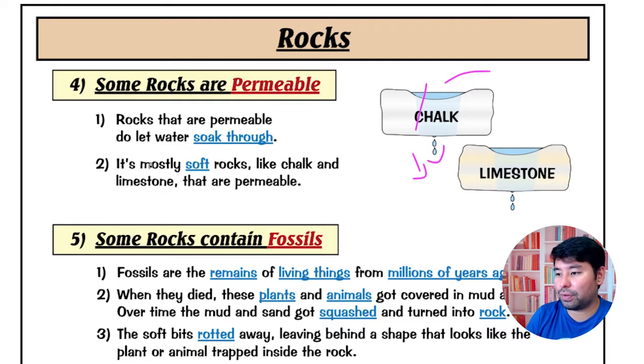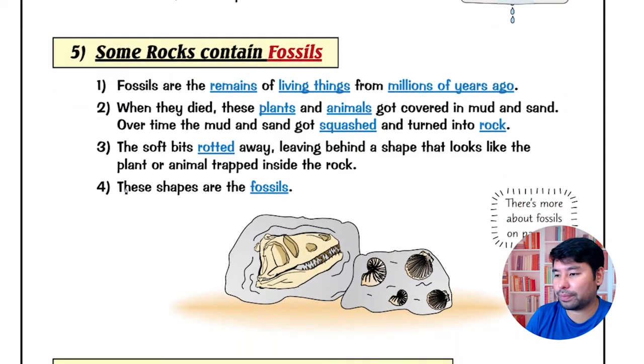Moving on. If you have no problem here, let's go down. Number 5. Some rocks contain fossils. We have been studying that before. Let's see here, I'm going to read for you. Pay attention to the words. Number 1, fossils are the remains of living things from millions of years ago. When they died, these plants and animals got covered in mud and sand. Over time, the mud and sand got squashed and turned into rock. The soft bits rotted away, leaving behind a shape that looks like the plant or animal trapped inside the rock.